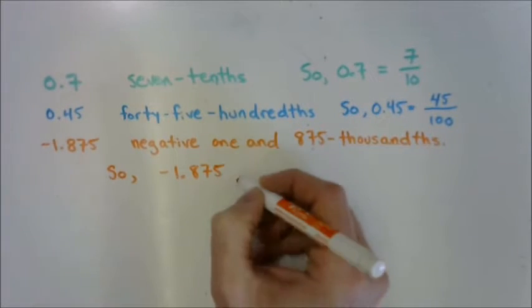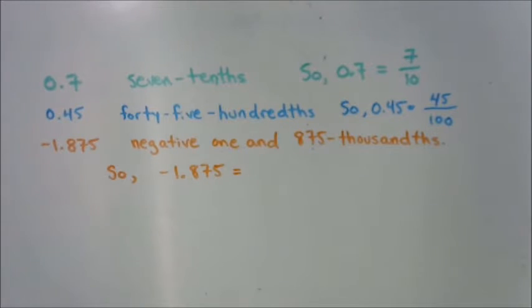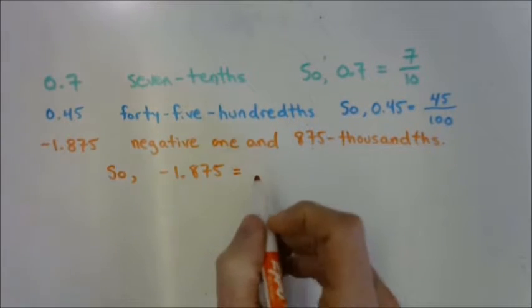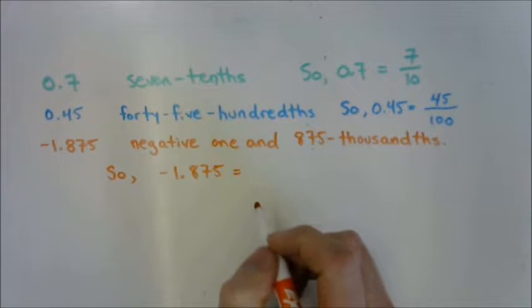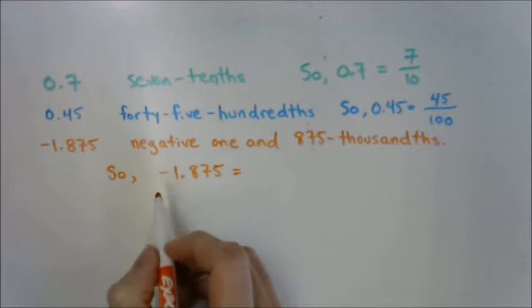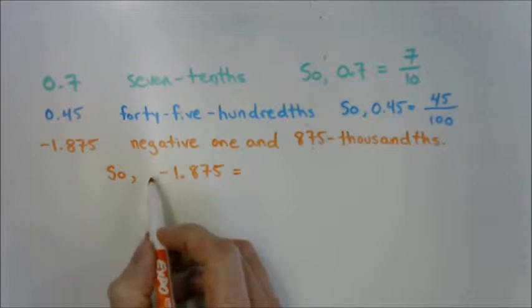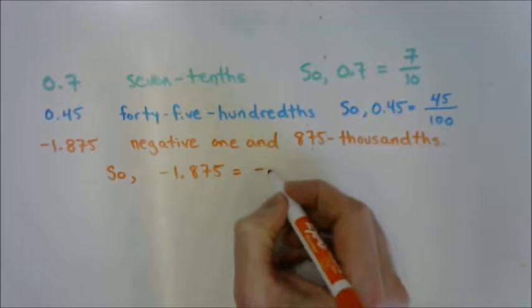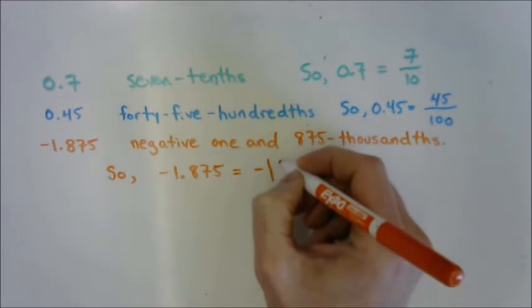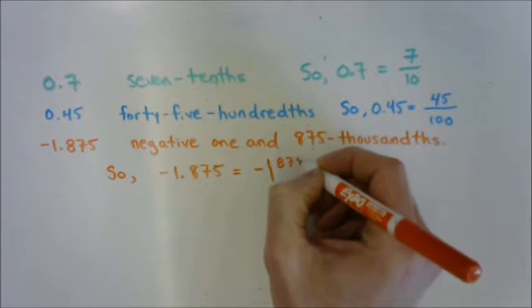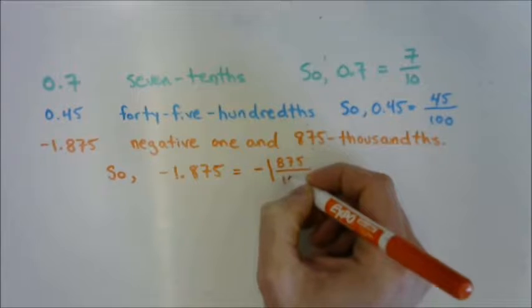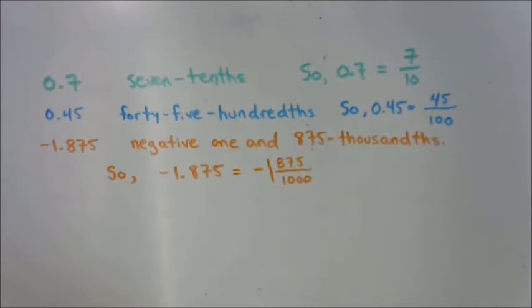And then there's going to be a couple different ways to write it. The first is going to be a mixed fraction. What would that look like? 1 and then 875 and then a line and then 1,000. Nice, and let's not forget our negative sign. So we're going to have negative 1, and then in the numerator 875, in the denominator 1,000.